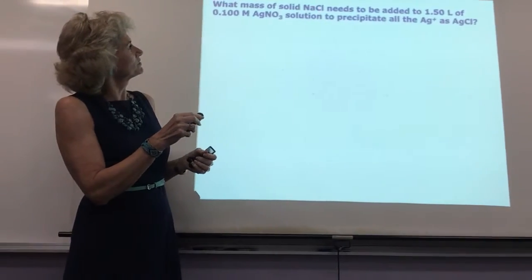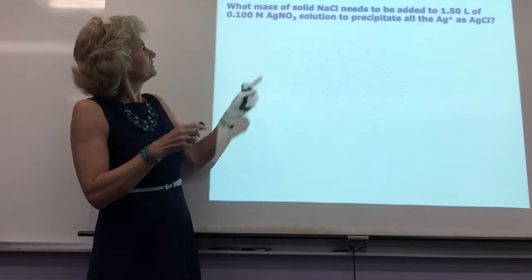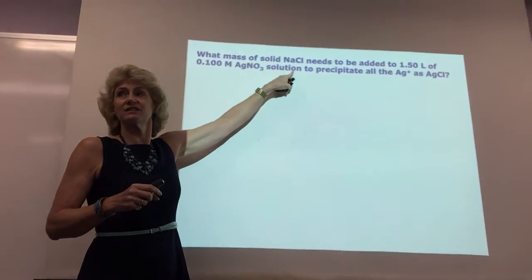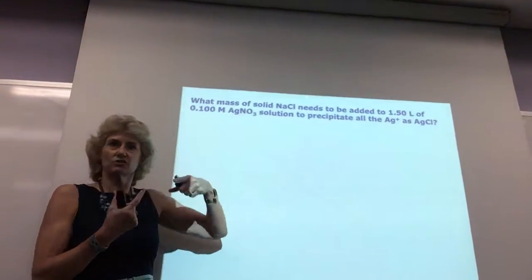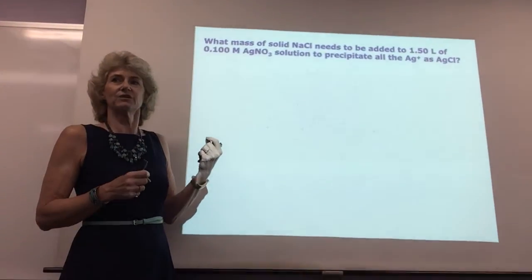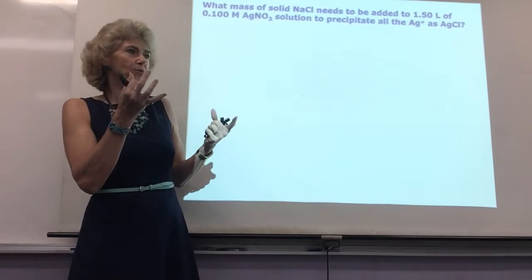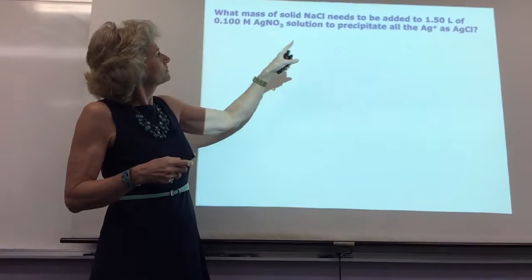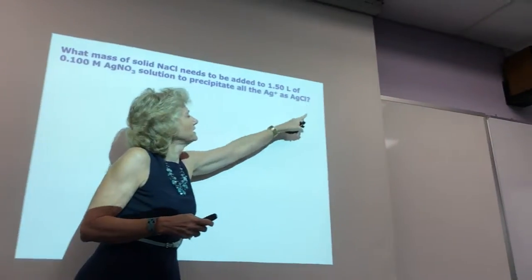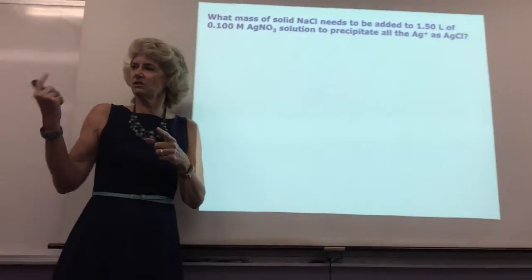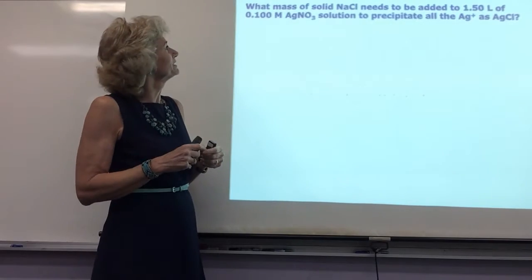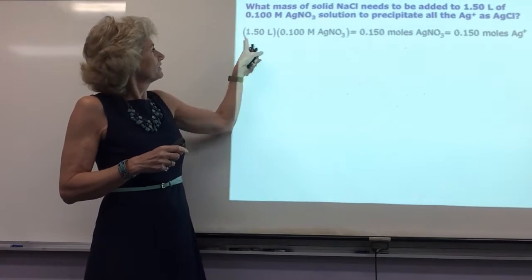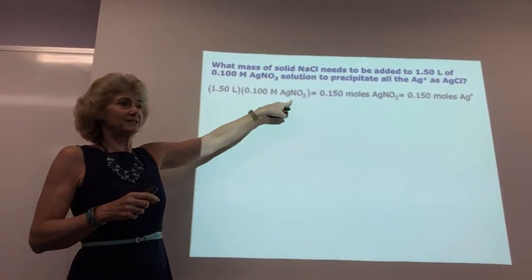So we want to know how much sodium chloride to precipitate all of this. This is a solution. It's dissolved. So it's like a mixture of stuff. There's silver ions and nitrate ions. And you want to stick something in like a probe that'll go in and grab all the silver, only the silver. And you can precipitate it out as silver chloride. Then you can just filter it out, decant off the other stuff that's in there, the sodium and the nitrate ions. So the first thing is get moles of what's given.